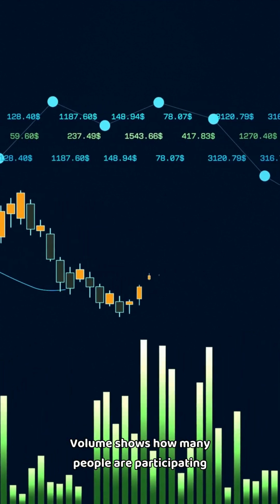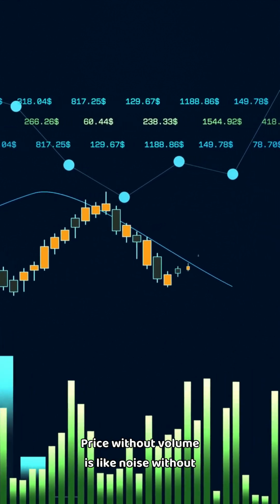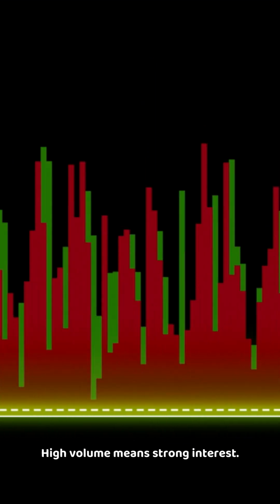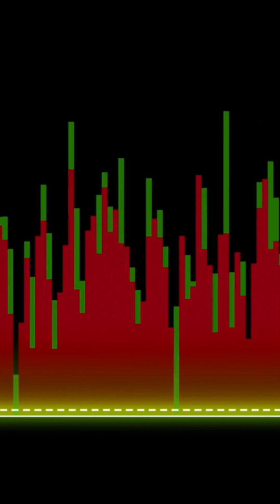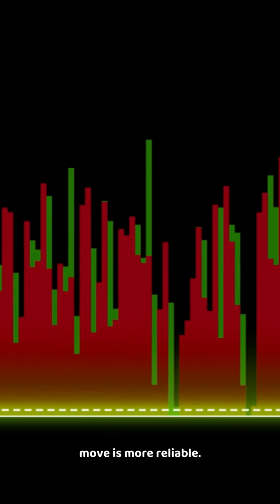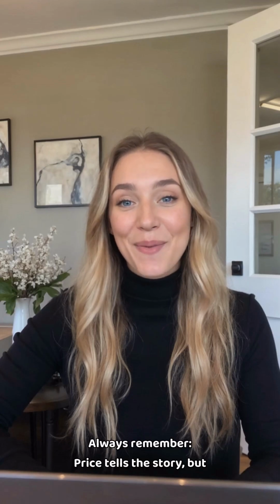Volume shows how many people are participating in a trade. Price without volume is like noise without meaning. High volume means strong interest. Low volume means weak interest. When price moves with good volume, the move is more reliable. Always remember, price tells the story, but volume confirms it.